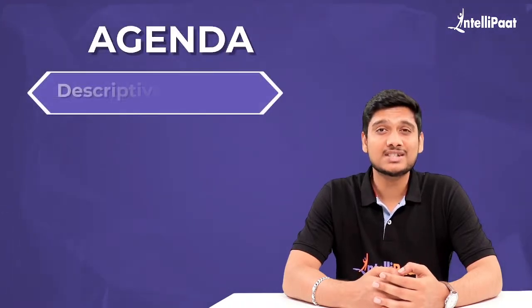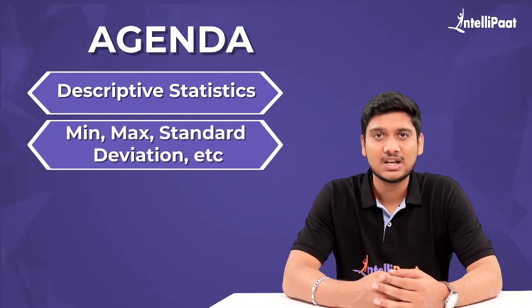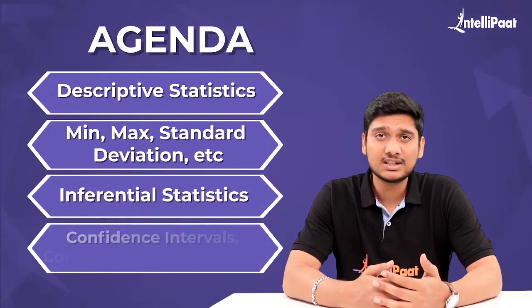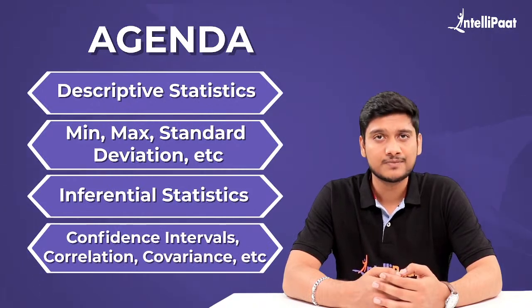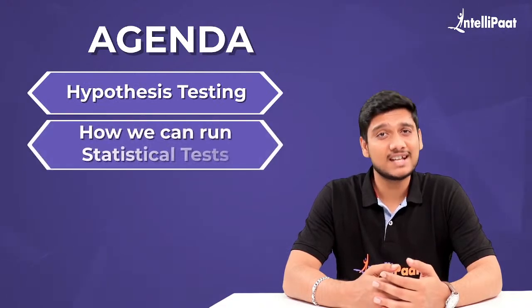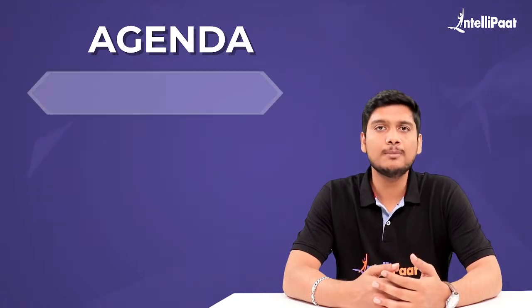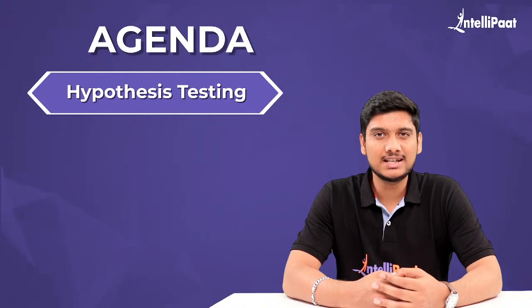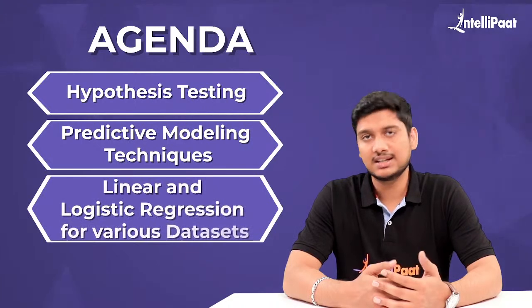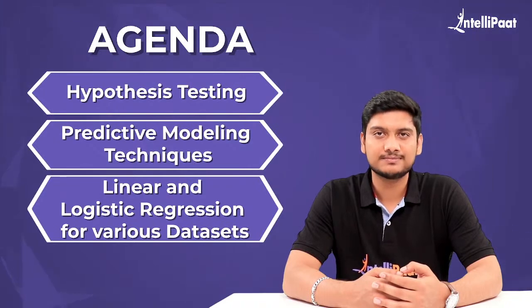We are going to start with descriptive statistics and explain the various 5-point summary like minimum, maximum, standard deviation, etc. Moving further, we will move to inferential statistics and understand concepts like confidence interval, correlation, covariance, etc. After that, we will learn about hypothesis testing and understand how we can run statistical tests such as f-test, t-test, z-test, ANOVA, chi-square test, etc. to perform hypothesis testing. Last but not the least, we will learn about predictive modeling techniques such as linear and logistic regression for various datasets. I hope the agenda is clear to you, so without any further ado, let's begin this session.